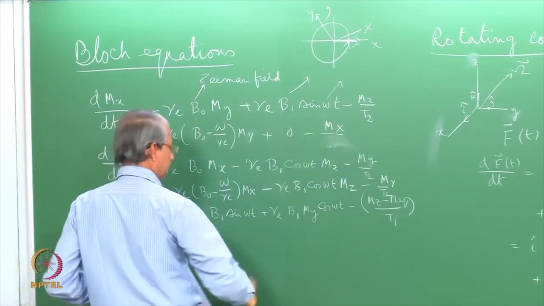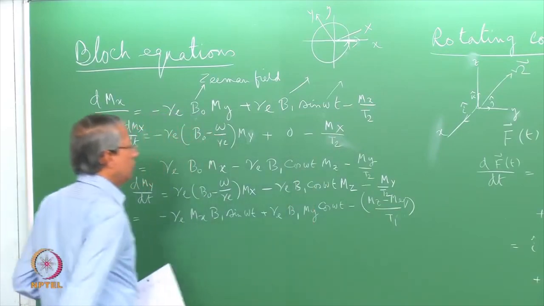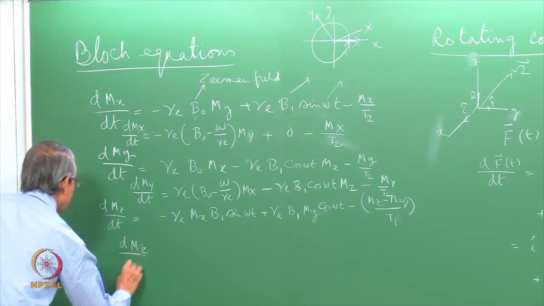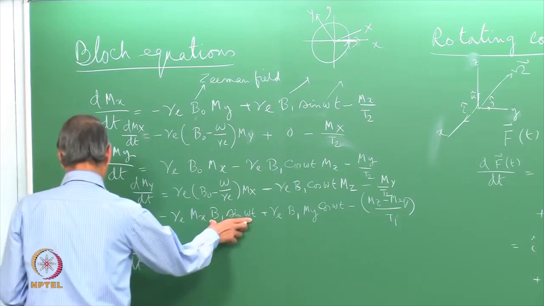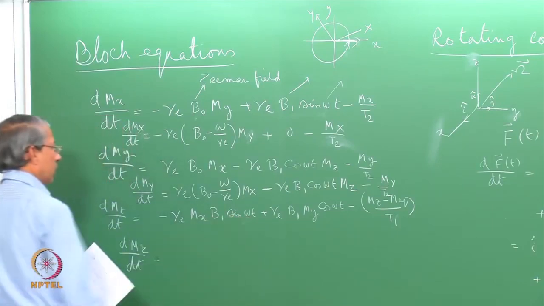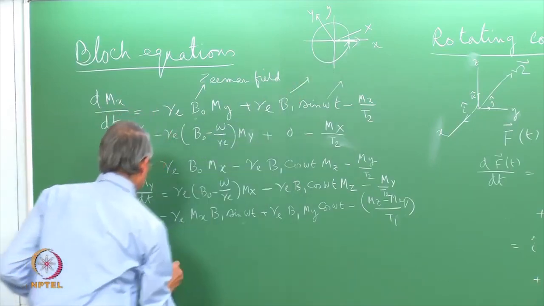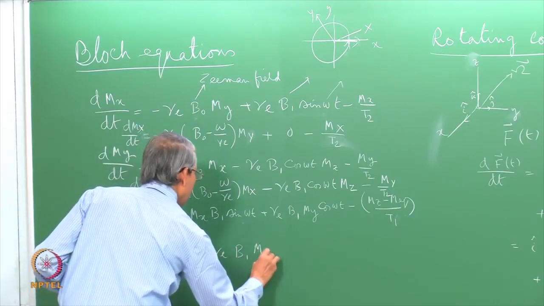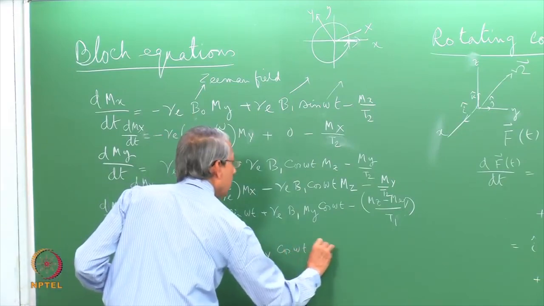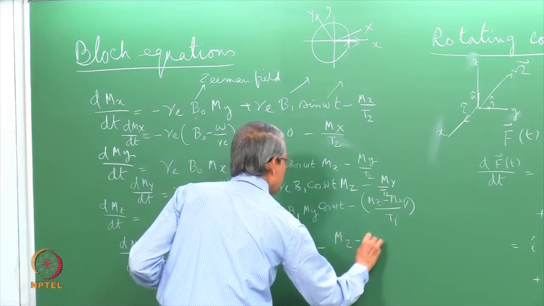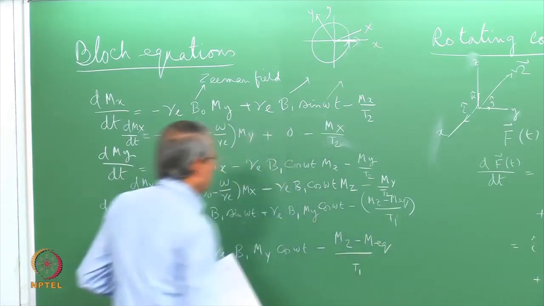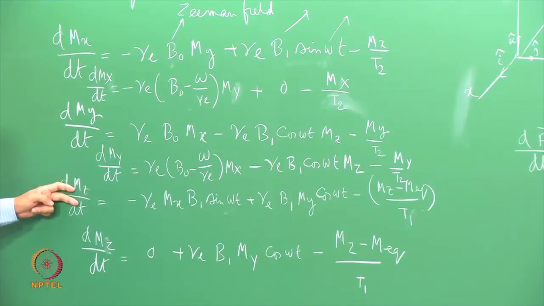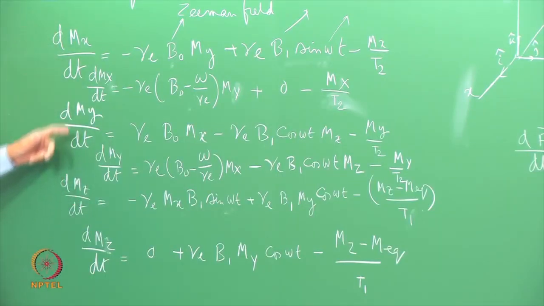This is a mistake here, this will be T2, and finally this is capital Z. This is again the y component of the rotary magnetic field which is not present in this coordinate system. This is 0, this will be T1. See how easily we can now transform this laboratory coordinate system that magnetization evolves to a rotating coordinate system.